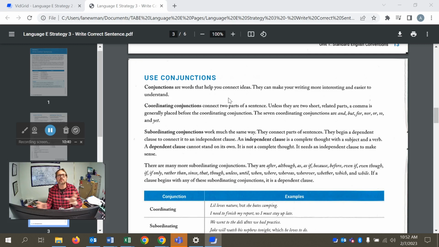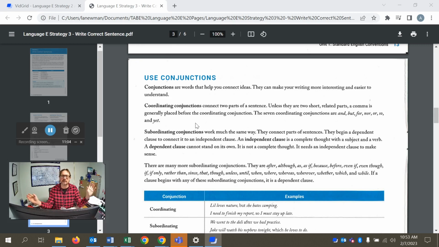The word "conjoin" means to connect, to bring together. Conjoined twins are connected together. And it's the same meaning with a conjunction in grammar. It's things that are connected together. But we have different types, and we're going to look at two types today. Coordinating conjunctions connect two parts of a sentence.